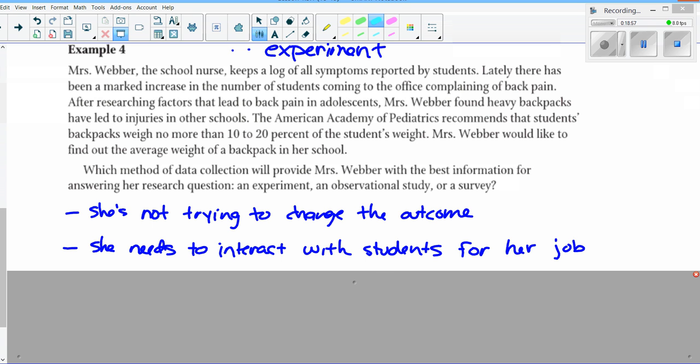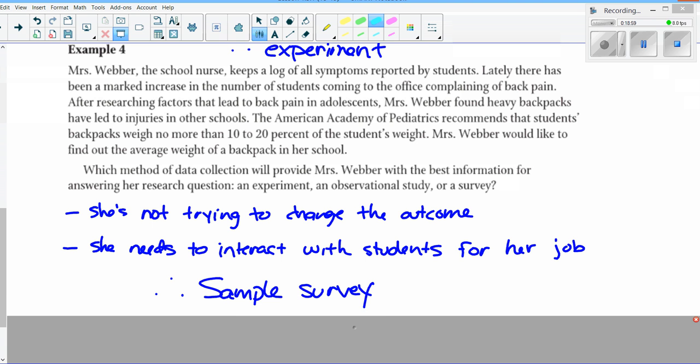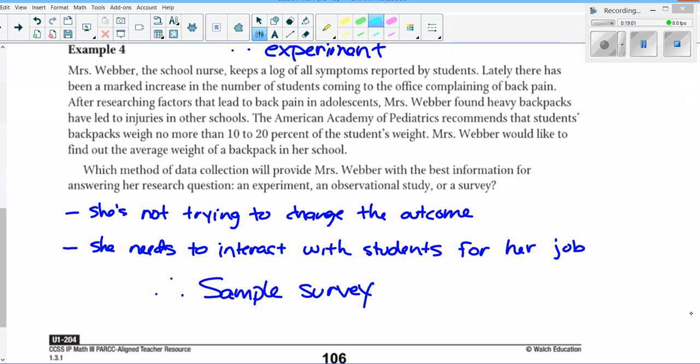That's all she wants. So it has to be a sample survey because she needs their feedback. She'd probably ask questions like, how heavy is your backpack? How much do you weigh? So that way she can then figure out the percentage of the backpack compared to their weight. And a sample because she doesn't need to ask everybody. She just needs to ask a portion of the people.